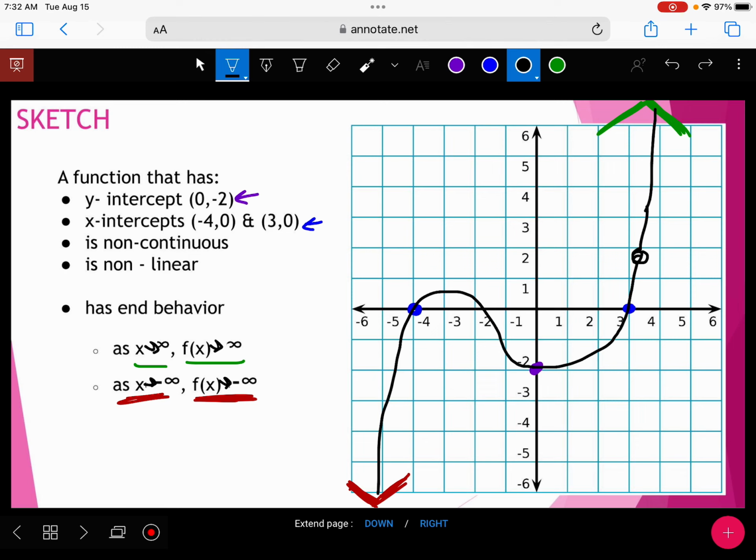Okay, so we're taking all of those pieces we've talked about over the last week and a half and smooshing them together. Right?